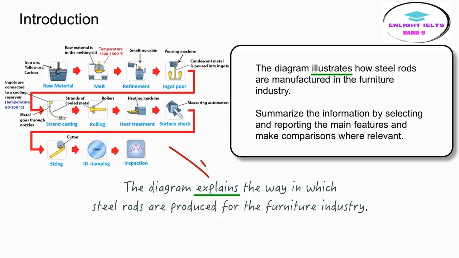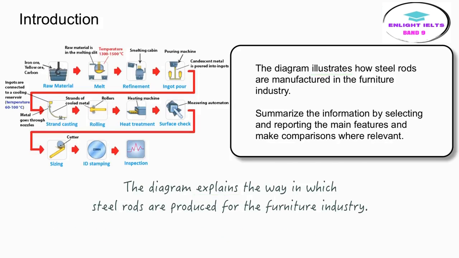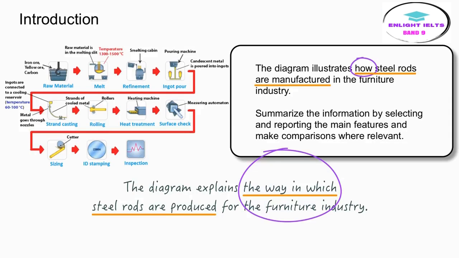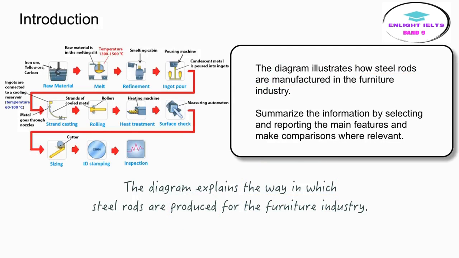I used explains instead of illustrates. You could also write shows or describes. These verbs are very good for describing a diagram. Next, I changed the phrase how steel rods are manufactured to the way in which steel rods are produced. So, instead of writing how, I wrote the way in which, and instead of writing manufactured, I wrote produced. And then comes furniture industry, and I kept it the same.